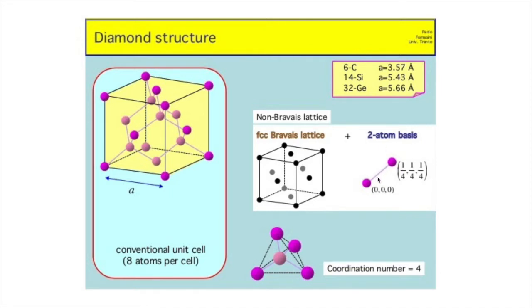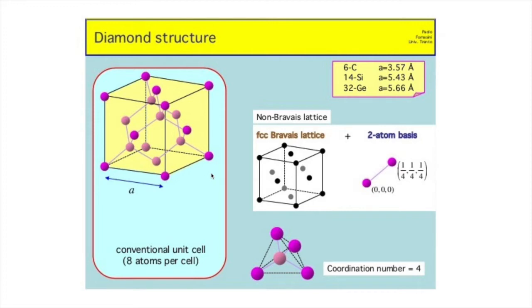So if you think about every point on this lattice, a vertex or a face-centered position, and you add in this basis, these 2 atoms, and they're separated by a vector of 1/4, 1/4, 1/4. You can think of this as that centering vector. And so if you put that at each point, you will build up this structure.